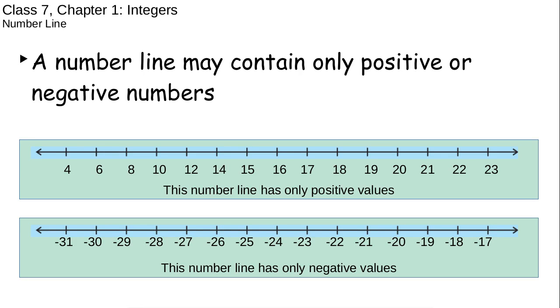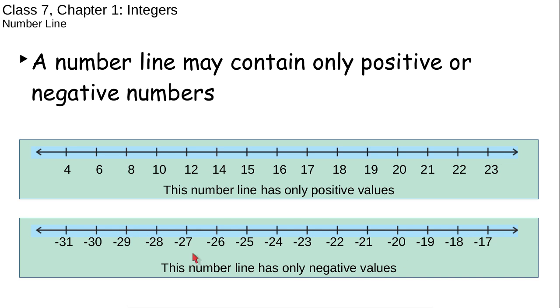So far, we have seen number lines that were containing both positive and negative numbers. But it is also possible that a number line may contain only positive or only negative numbers. For example, look at this number line. This number line contains only positive values. There are no negative numbers here, and it also does not have the value 0. It starts with the value 4 and it is ending with the value 23.